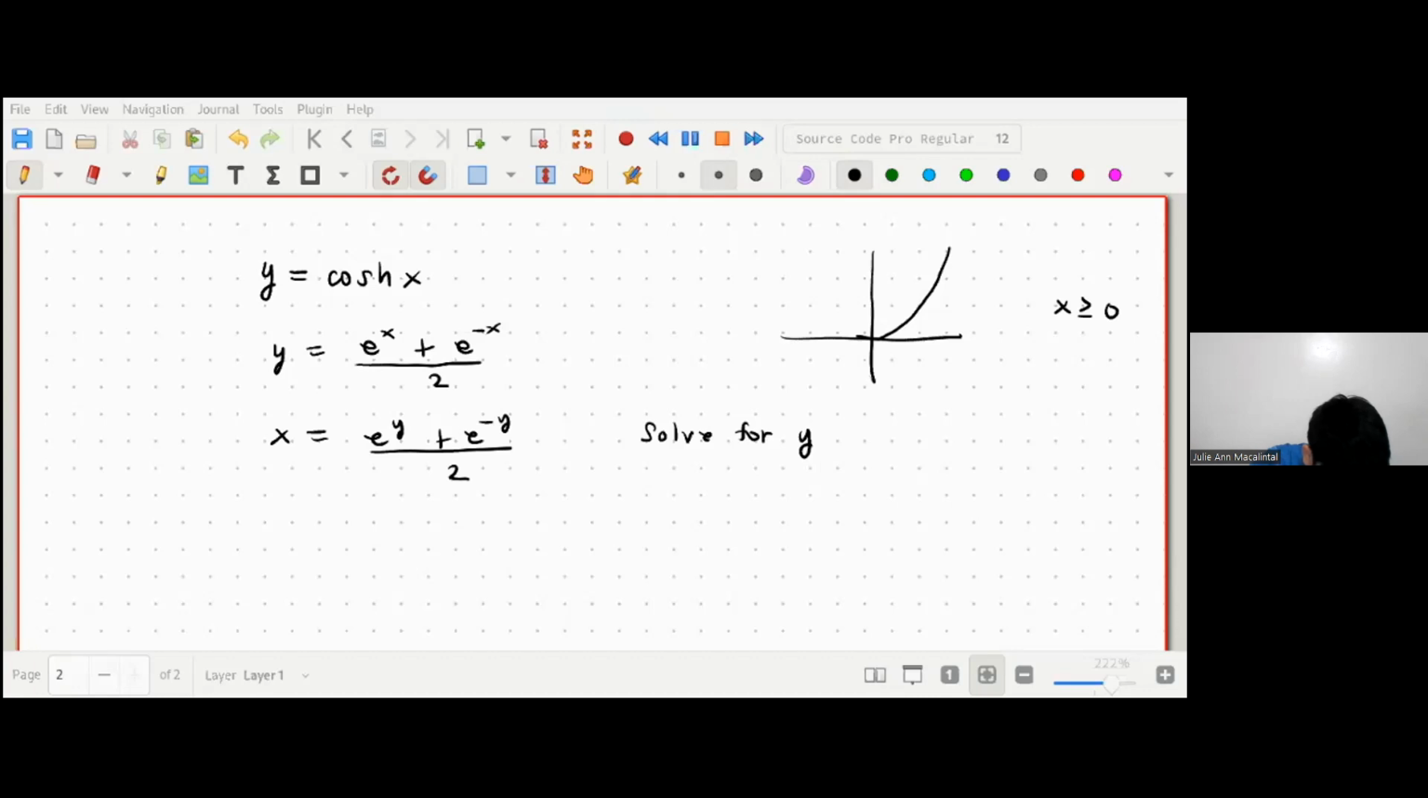And then total, since may inverses na tayo, pag-usapan na rin natin yung derivative of an inverse.